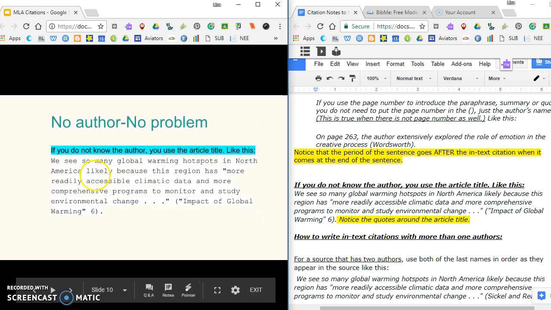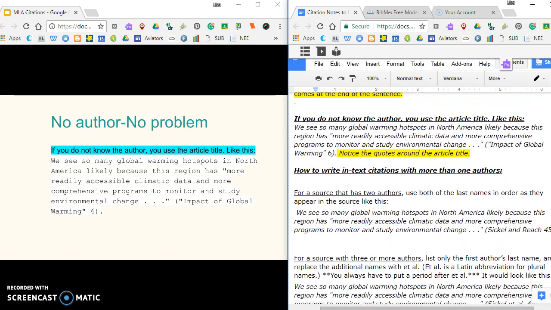The next thing that we have is if we don't have an author. And this is going to happen to a lot of you as you are researching. And it's not a problem if you don't have the author, because when we don't have the author, this is where we use the article title. We talked about in the first video that if I use bibme.org to make my bibliography, if I don't have an author, the first thing there will be the article title.